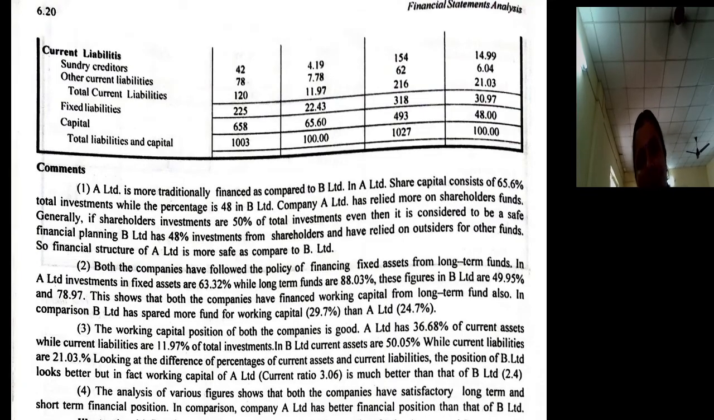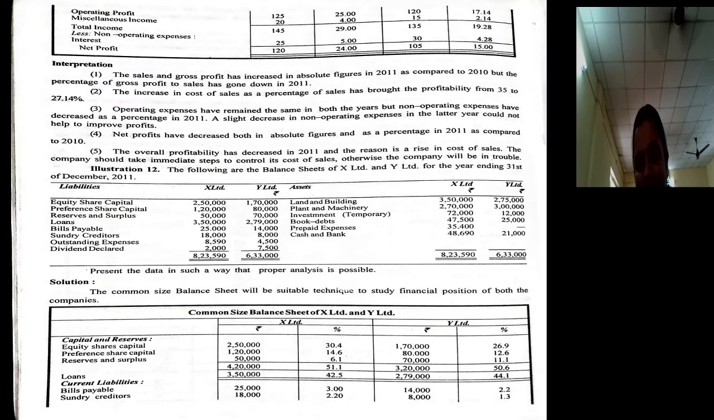So when you look at company A's financial position, both long term and short term, long term means how they finance fixed asset and short term means the position of working capital. It is comparatively higher than company B. In the same way, not the same sentence, just look at the common size balance sheet of the previous problem, that is X Limited and Y Limited, and give some comments.